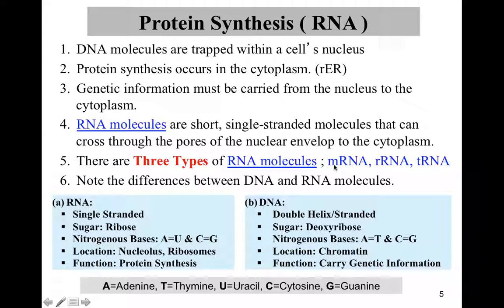So messenger carries the message from the DNA. Ribosomal is responsible for reading the message and synthesizing the protein since it is part of the ribosome. Transfer is responsible for bringing the amino acids to the ribosomes where protein synthesis takes place. And we already talked about the differences between DNA and RNA. Let's see how the three types of RNA synthesize protein.